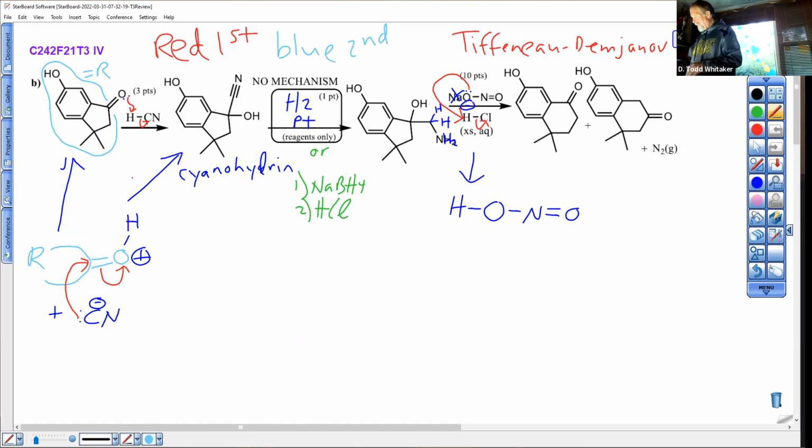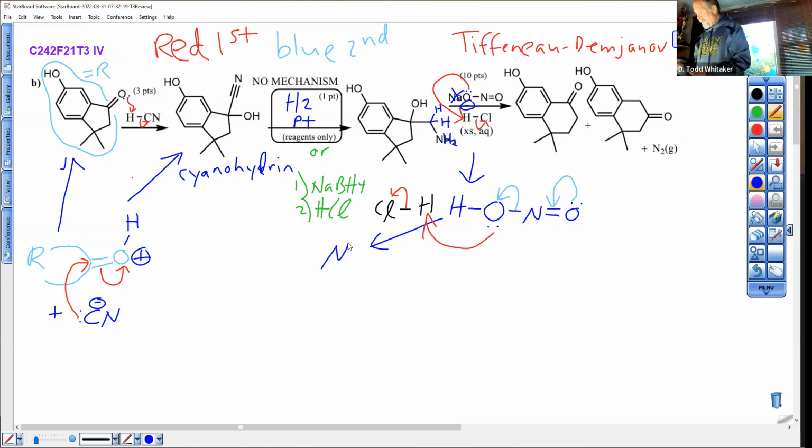And that's going to have another HCl. Not a lot of room over here. We're going to dehydrate nitrous acid by protonating it first, and then eliminating the water. And there's water, and we've made N triple bond O, nitrosyl cation.